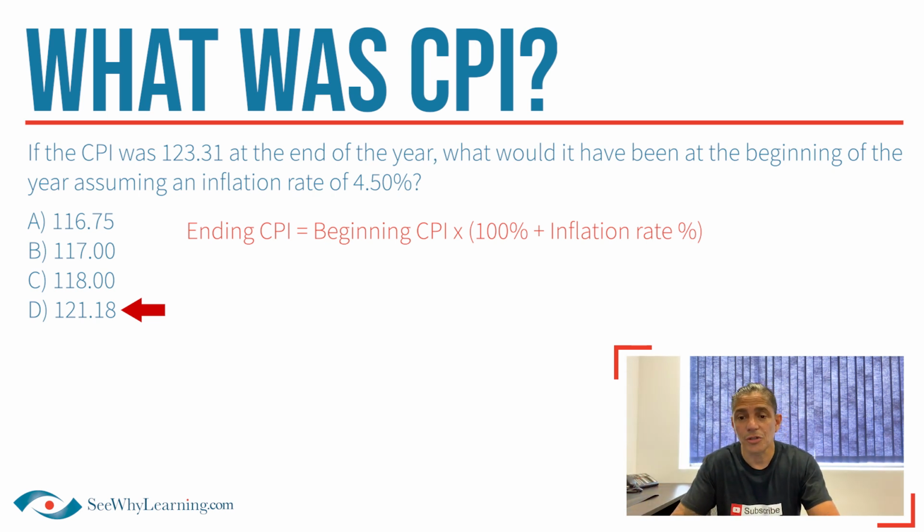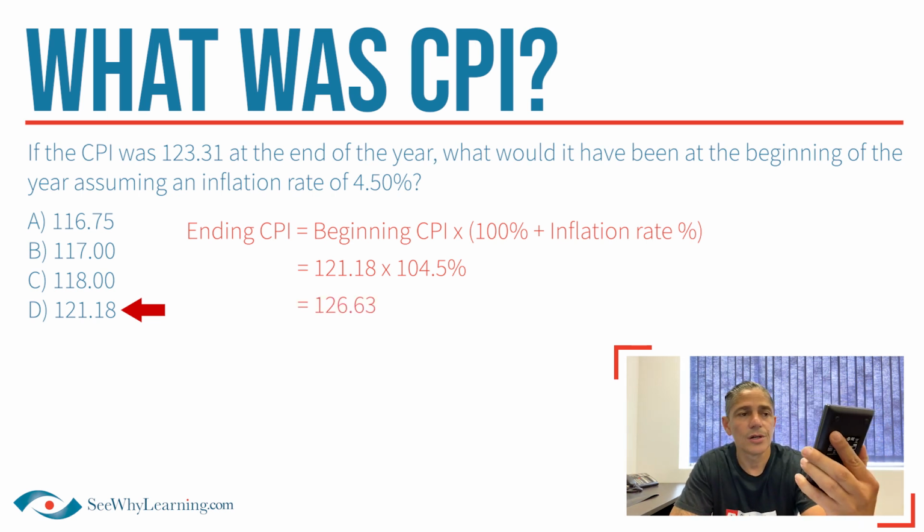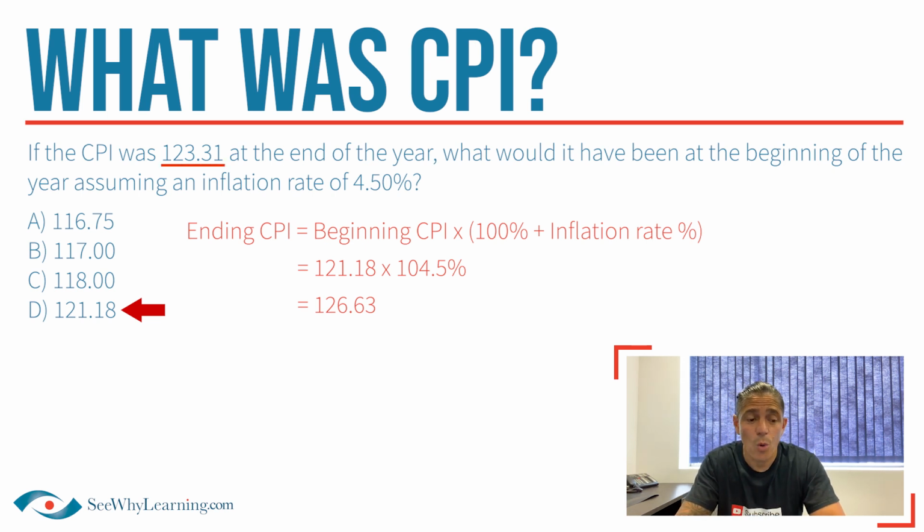So I'm going to start with answer D, and I'm just going to test it. So I'm going to take 121.18, which is the answer. I'm going to multiply that or increase that again by 104.5%. So I've entered 104.5. I'm hitting my percentage button, and I get 126.63, not 123.31, which is what it says in the question. So I know that's not the answer. All right, let's cross out D.